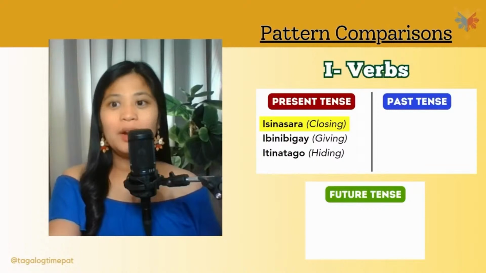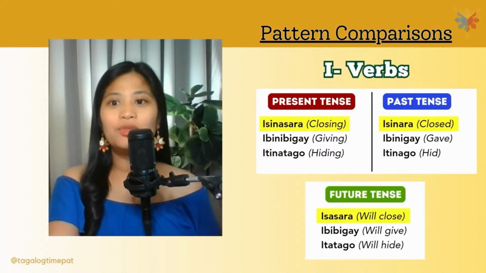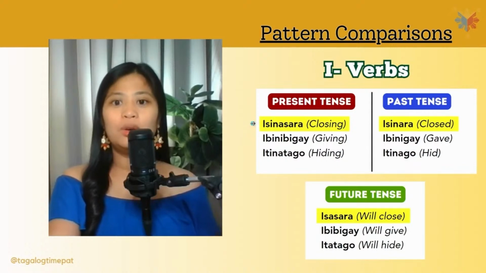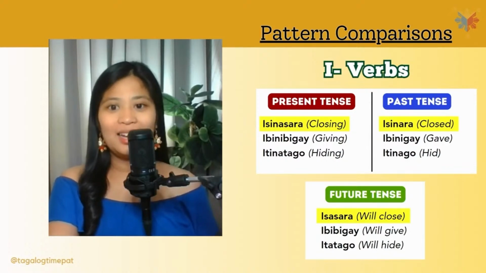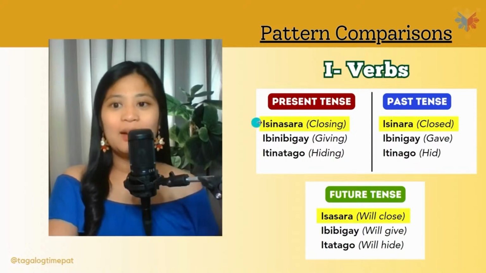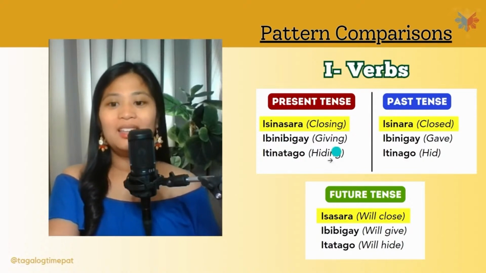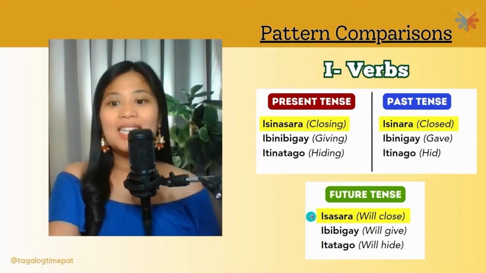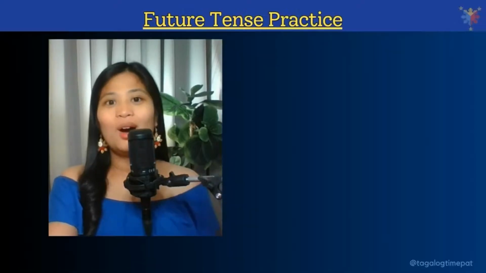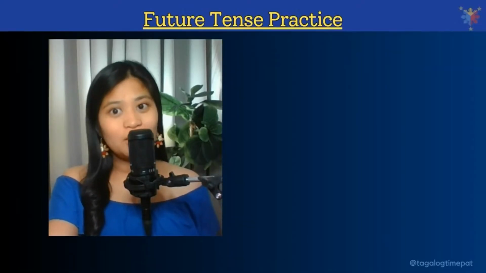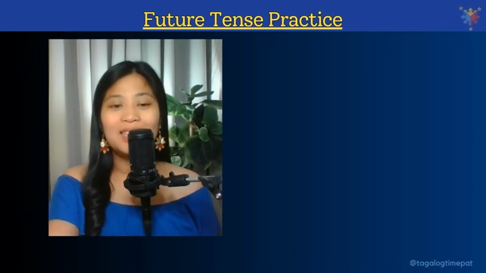Let's go ahead and compare all of these conjugation patterns for e-verbs. In the present tense, isara, to close, is isinasara. Isinasara. That means closing. Past tense, it's isinara, closed. Isinara. And then in the future tense, it's isasara, will close. Isasara. All right, so those are all of the future tense conjugation patterns for the verb types in Tagalog.